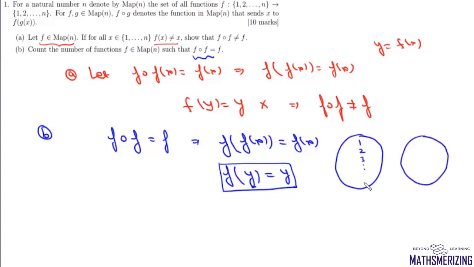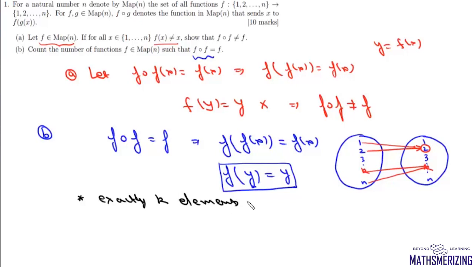1, 2, 3 up to n, and then 1, 2, 3 up to n, and suppose 2 is mapped to 2. Then any value of x which is mapped to 2 will always fulfill this condition, which is f of f x is equal to f x. So that means there has to be at least one element which is mapped to itself. So what we'll do is we'll find the number of such mappings when exactly k elements are mapped to itself.